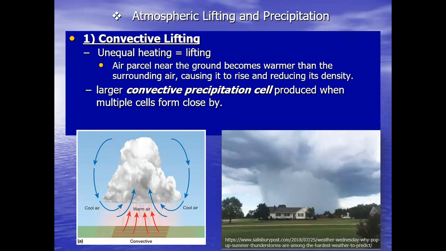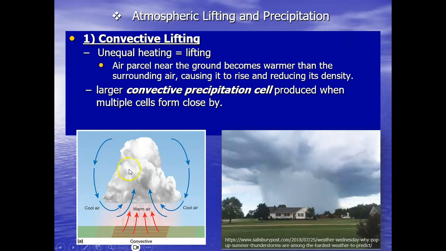Again, if you remember nothing else in this video, just remember that for each lifting mechanism, I'm going to beat it to death in this video, you have to have air rising and cooling in order to have these precipitation processes. So now we're just trying to define what are the different things that can cause the air to rise and perhaps form precipitation. So here it's the unequal heating that causes the lifting of air, where that air is going to cool, condensation can take place, and potentially precipitation.